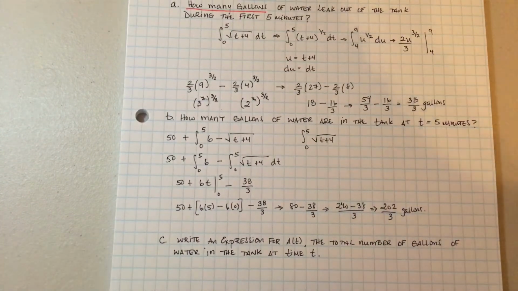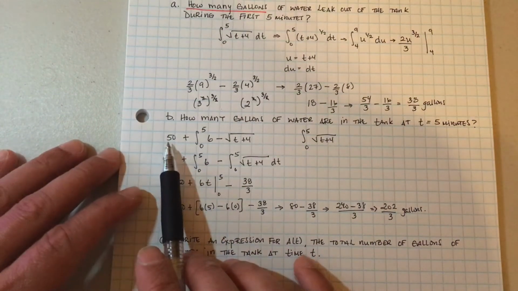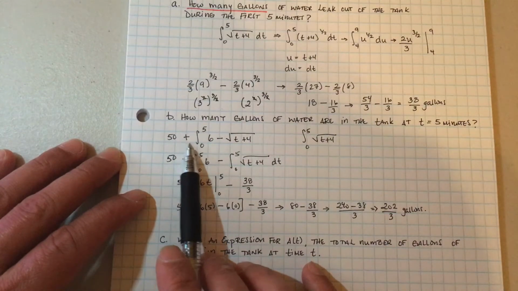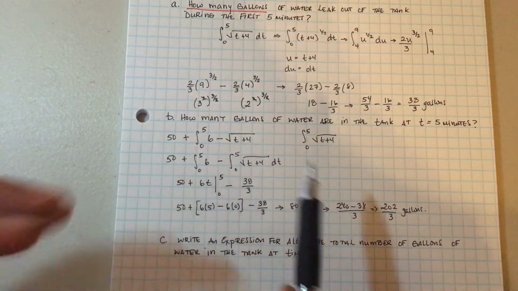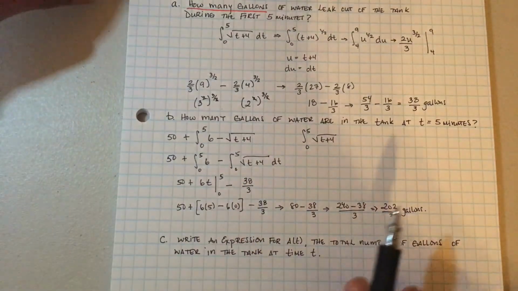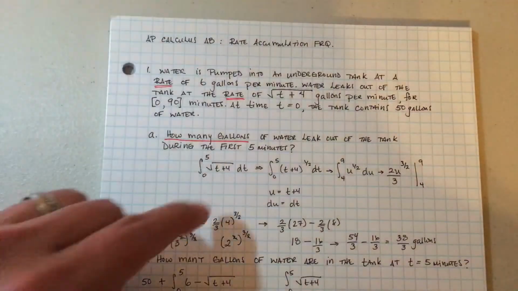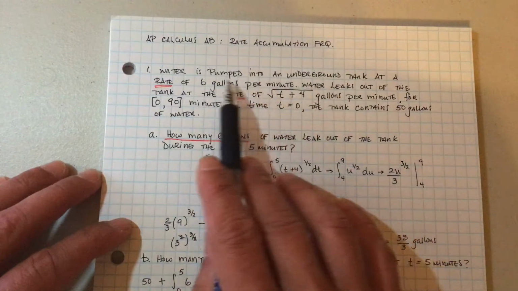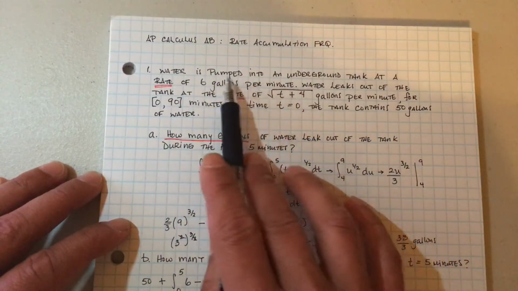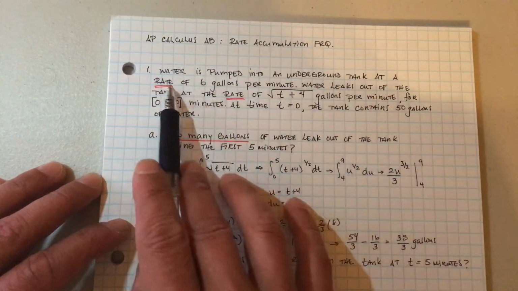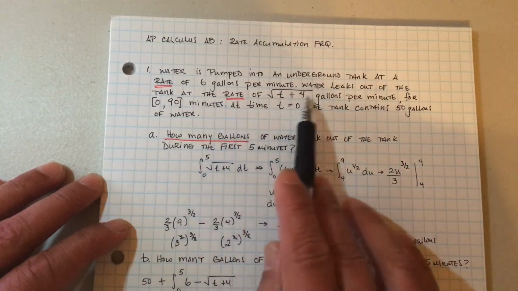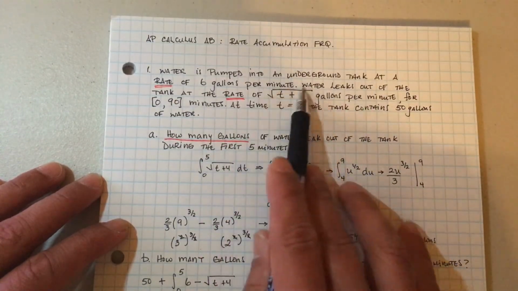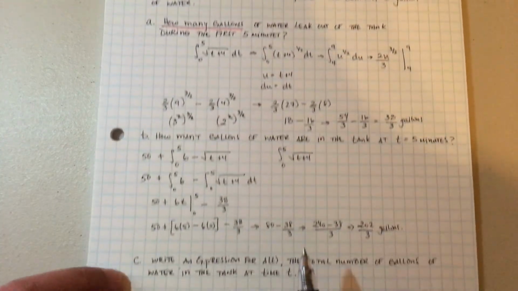In the first 5 minutes. But notice how we did that. Okay. We start off with plus the integral. Okay, it's rate accumulation. Well, how do I know that the 6 goes on the inside? Well, you got to read it carefully because it says water is being pumped into an underground tank at a rate of 6 gallons per minute. Water leaks out at a rate of this amount, of this rate. So that's how I know it goes inside.